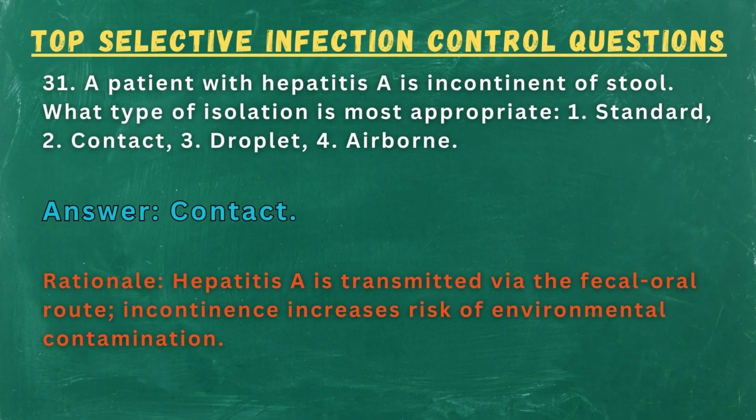31. A patient with hepatitis A is incontinent of stool. What type of isolation is most appropriate? 1. Standard. 2. Contact. 3. Droplet. 4. Airborne. Answer: contact. Rationale: hepatitis A is transmitted via the fecal-oral route. Incontinence increases risk of environmental contamination.